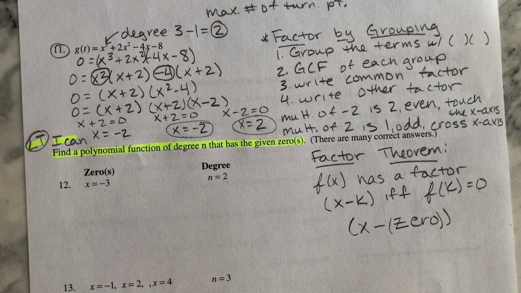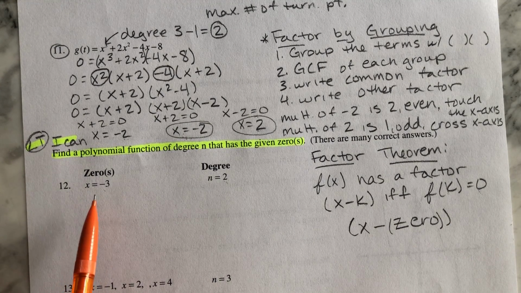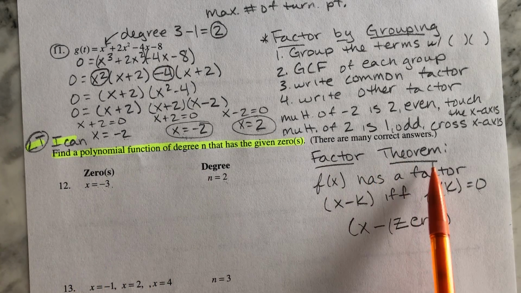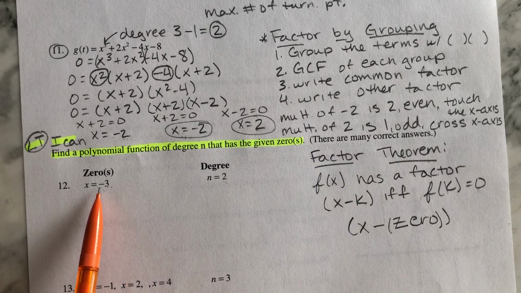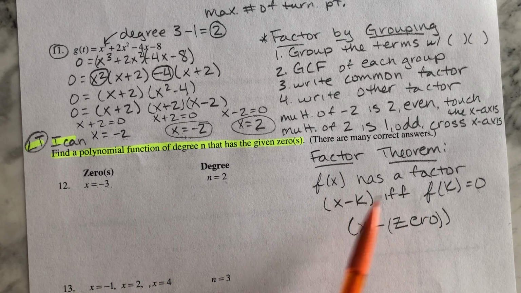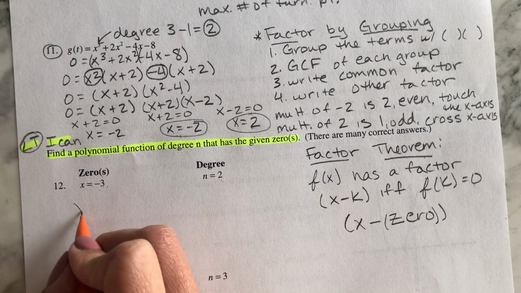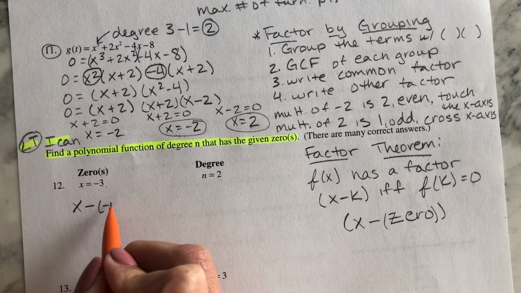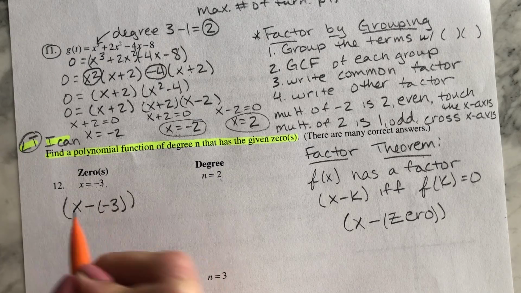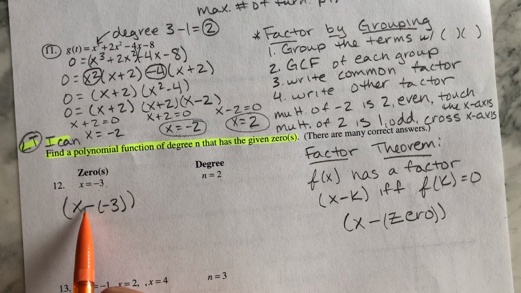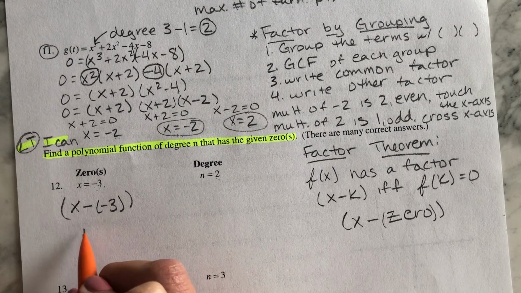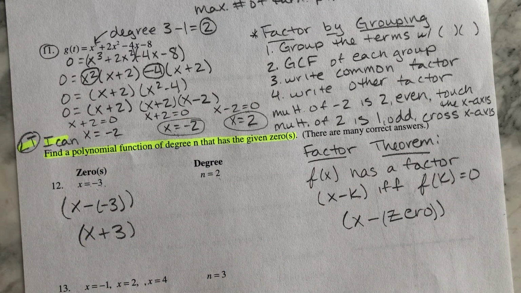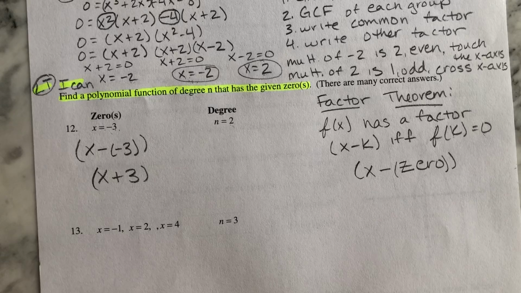Okay, so let's look at this example here. X equals -3. So my zero is -3. So the factor theorem says that this has a factor of x minus my zero, x minus the zero, -3. So that becomes x minus -3, which would be x plus 3. So my factor is x plus 3.